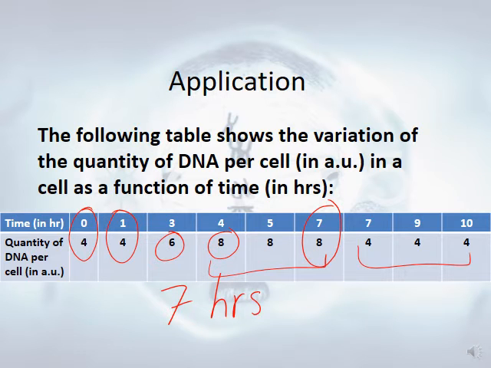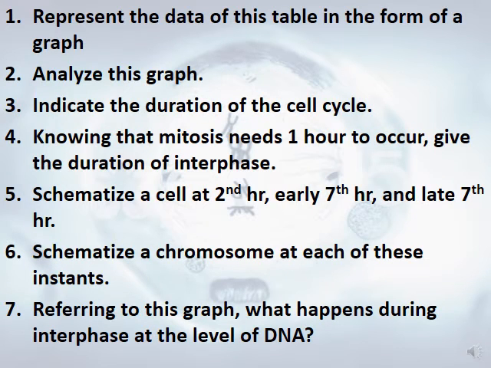All of you know that the duration of the cell cycle is the duration of interphase plus the duration of mitosis. So here, we present the data in the form of a graph, so you have to draw the graph. Number 2, analyze this graph. We already did the analysis. Indicate the duration, it will be 7 hours. This 7 hours includes the interphase plus mitosis.